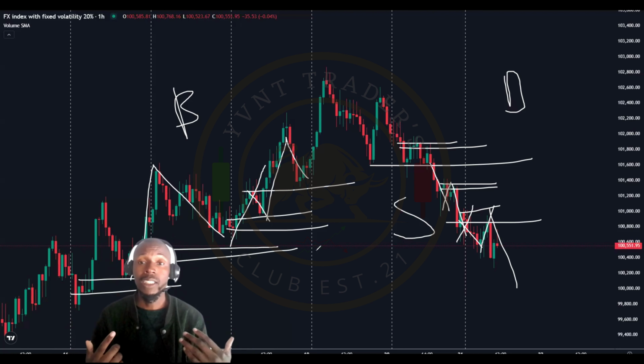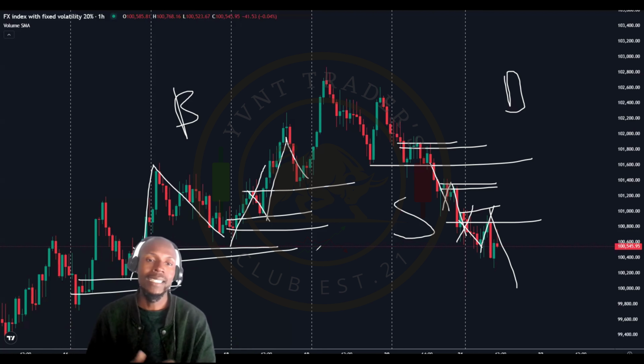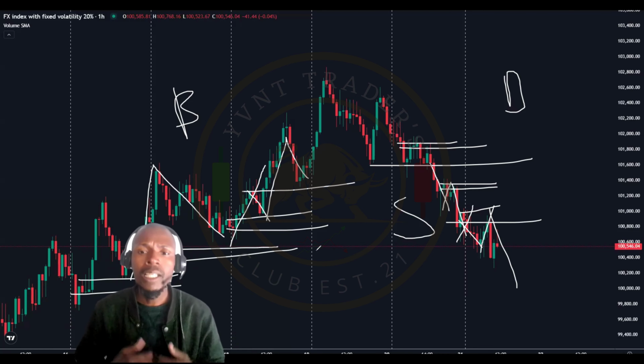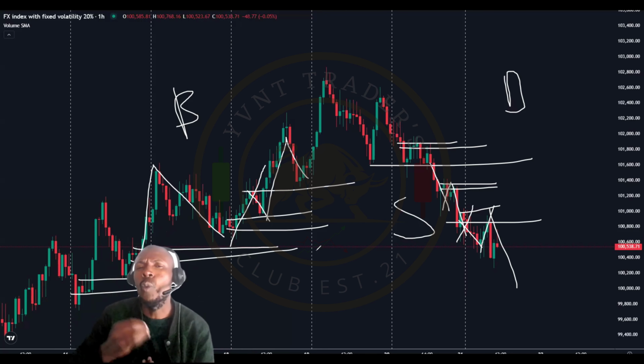So that's another thing that you need to do when it comes to synthetic indices, understanding market structure. And let me quickly break down for you guys what market structure is.